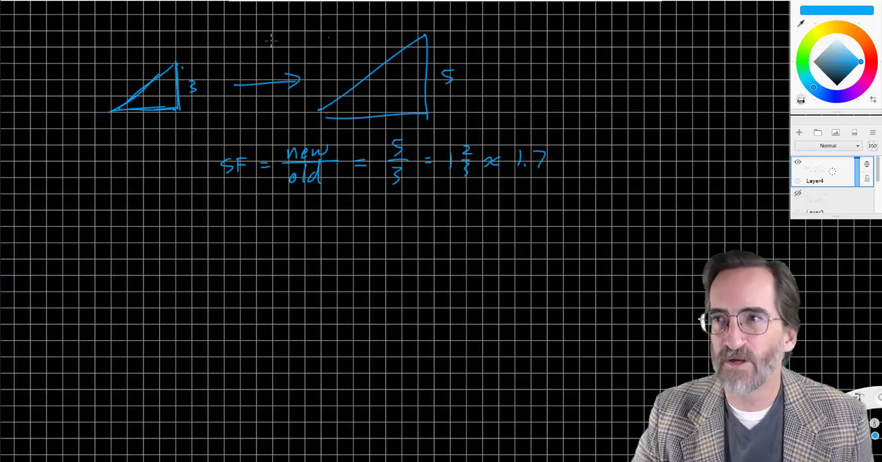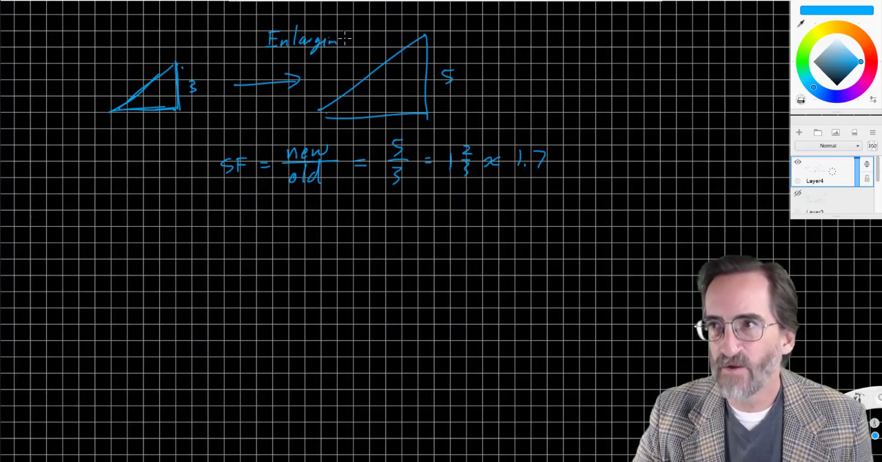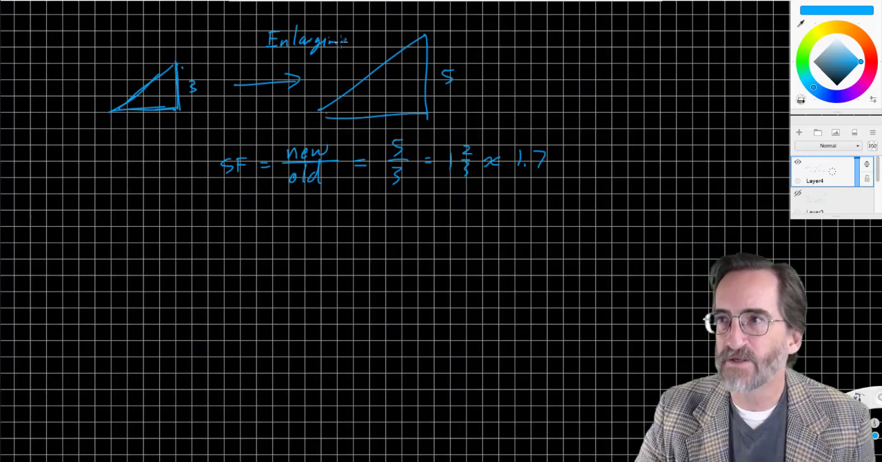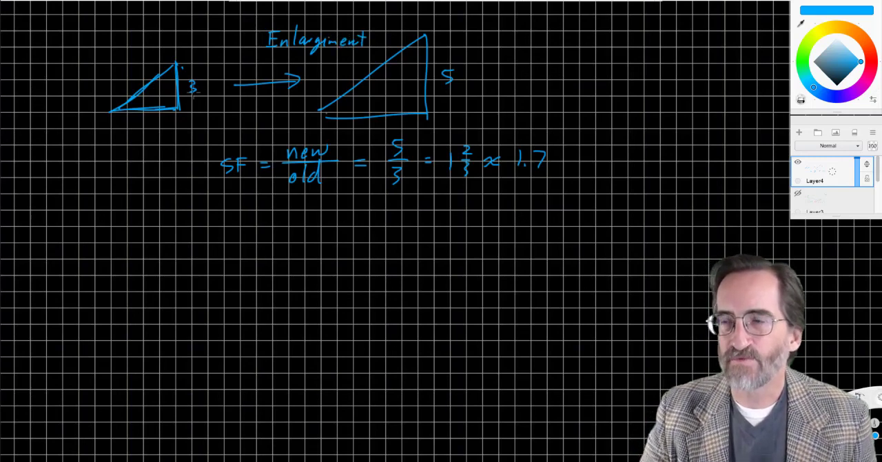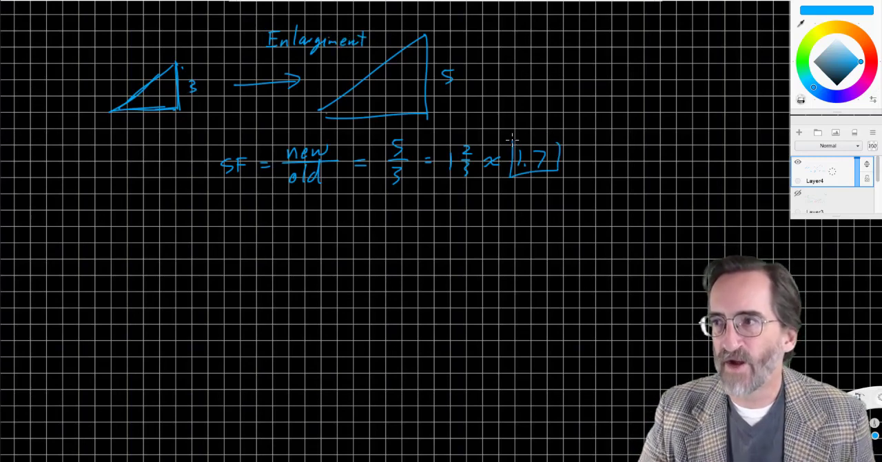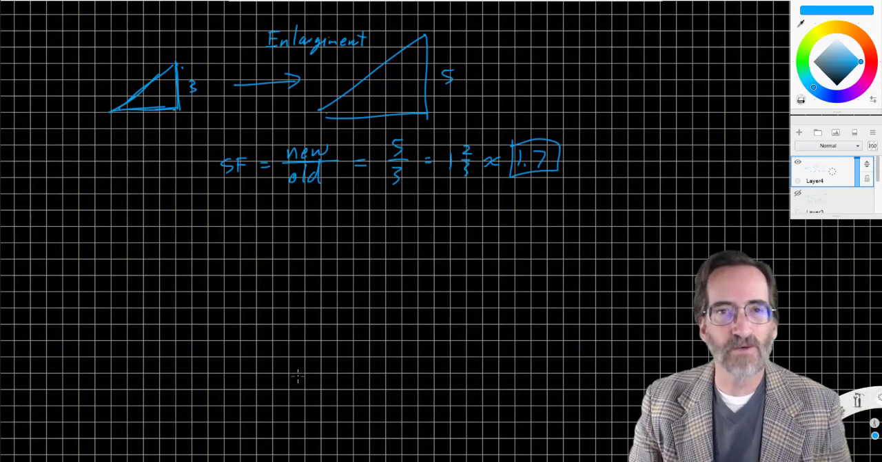And this would be an example of an enlargement. We know from two things. One, the image is larger than the object. The new is larger than the old. The other is the scale factor is bigger than 1. So we know it's an enlargement.